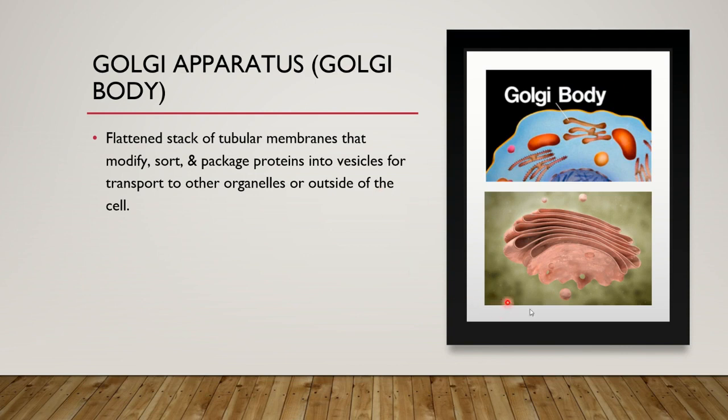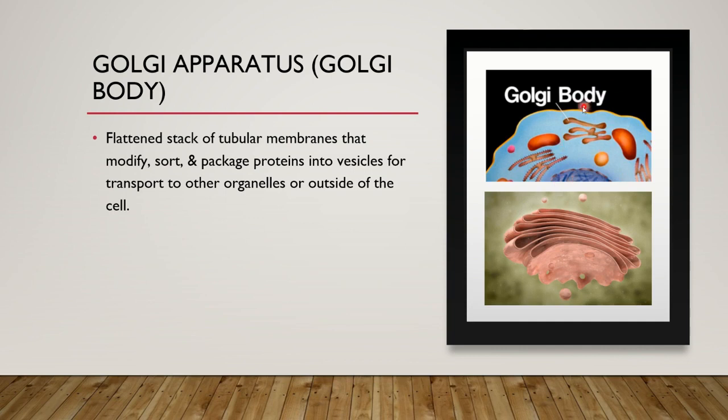This would be like your Amazon truck driver or your Amazon facility. A customer would order a package, the product would be modified, sorted, and boxed up and put into a truck in order to be transported to the customer. Golgi apparatus or Golgi body.